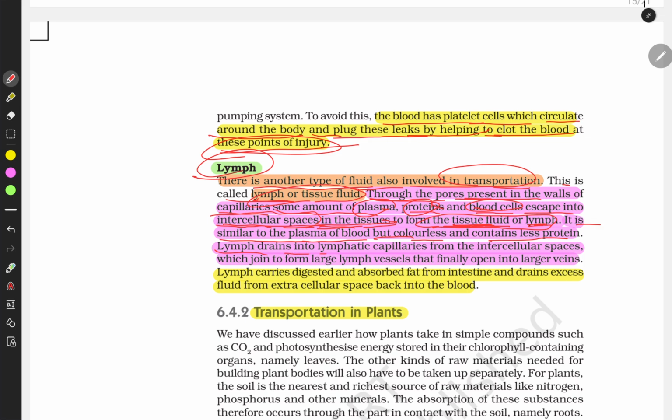The lymph drains into the lymphatic capillaries from the intercellular spaces, which join to form large lymph vessels that finally open into a larger vein. Lymph carries digested and absorbed fat from the intestine and drains excess fluid from the extracellular space into the blood.